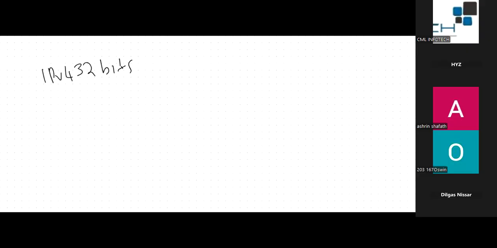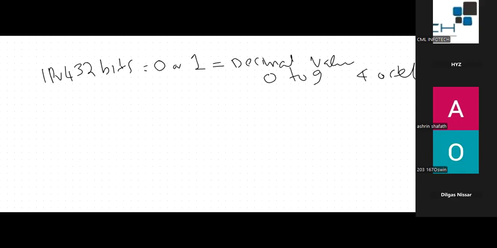It's a 32-bit binary, which is either 0 or 1. And this IPv4, a 32-bit 0 or 1 combination, will be written in the form of decimal values, the decimal value between 0 to 9, with 4 octets. What is an octet?